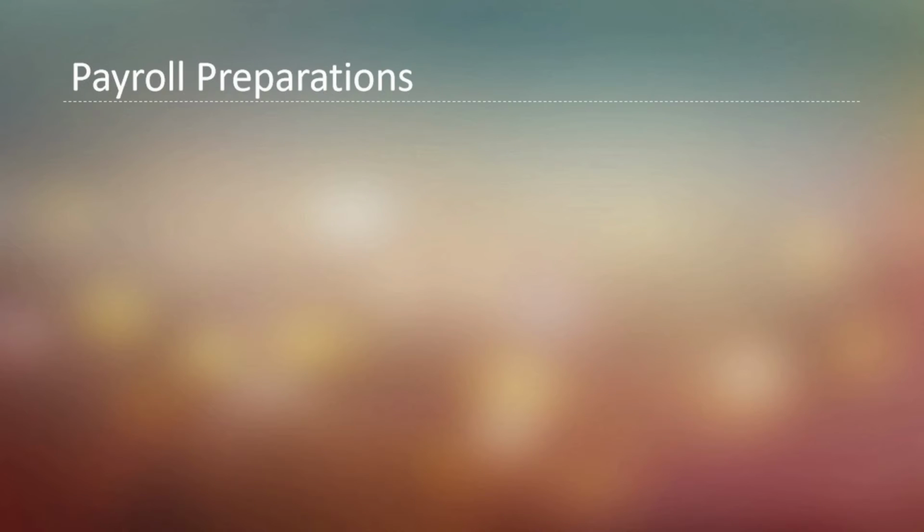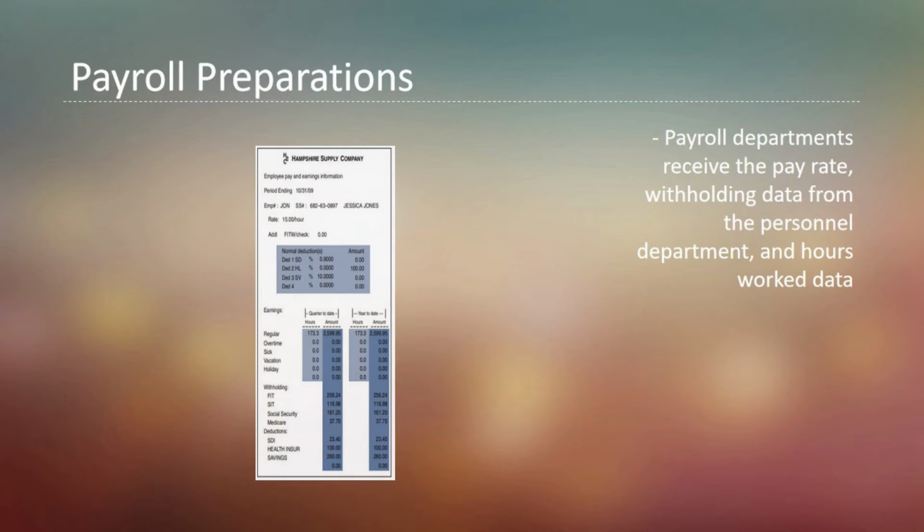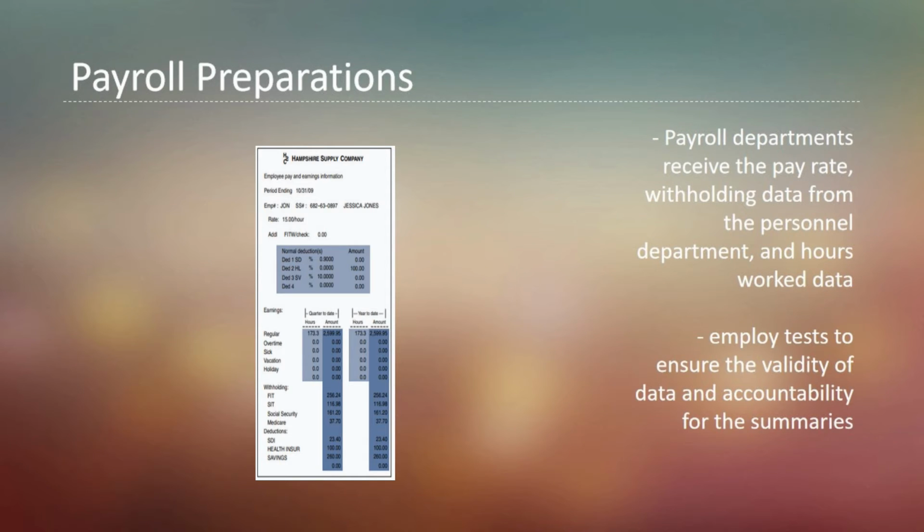Payroll preparations follow, as the payroll department receives the pay rate and withholding data from the personnel department, and hours worked data from the production department. A clerk would employ tests to ensure the validity of data and accountability for the summaries. This includes comparing recorded overtime and deductions with employee records, inspecting the net pay calculations to be accurate, and then filing the records in the payroll register for compilation.